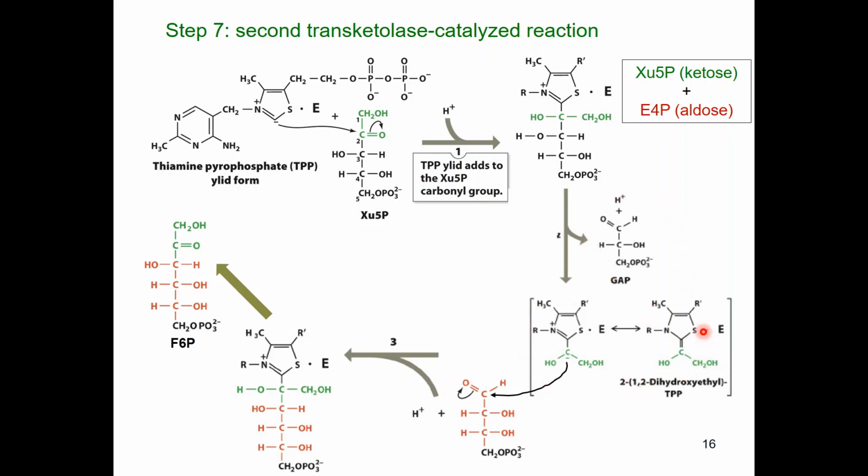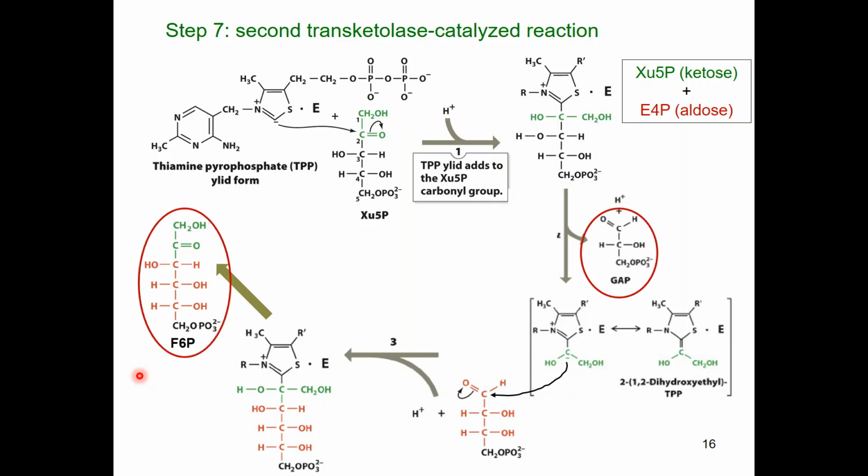The resonance stabilized carbanion is nucleophilic. It would attack the carbonyl group of erythrose 4-phosphate, and this will result in the formation of the bond between this carbon and the negatively charged carbon of this intermediate. And after abstraction of a proton from this oxygen, the bond between carbon and the carbon of the TPP moiety can be cleaved, and the second fructose 6-phosphate molecule will be released.